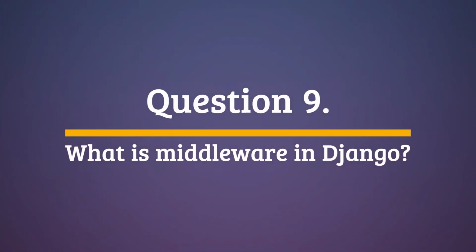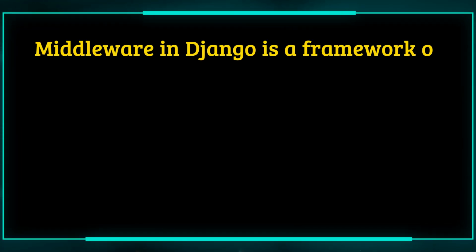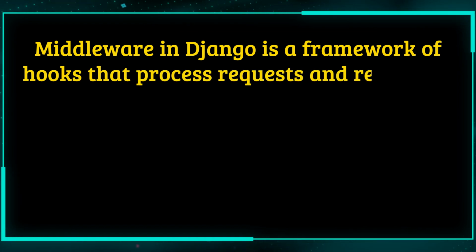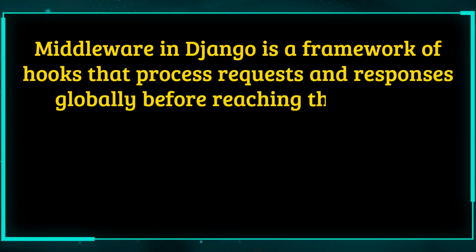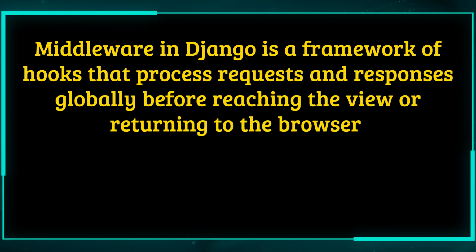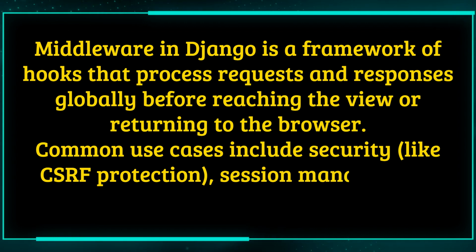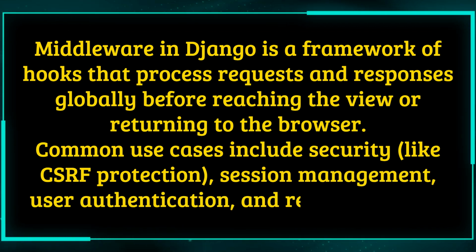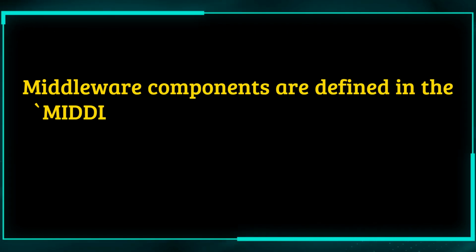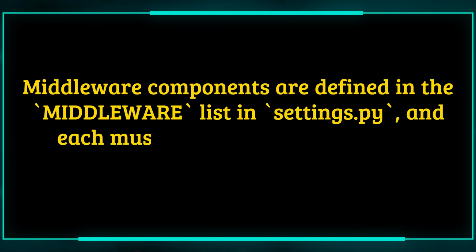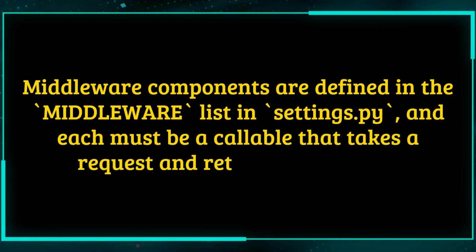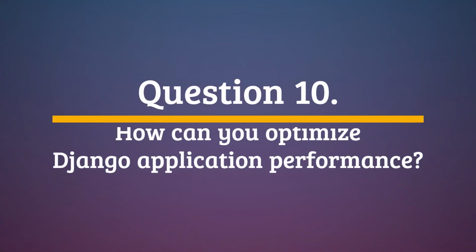Question 9. What is middleware in Django? Answer. Middleware in Django is a framework of hooks that process requests and responses globally before reaching the view or returning to the browser. Common use cases include security, like CSRF protection, session management, user authentication, and request logging. Middleware components are defined in the MIDDLEWARE list in settings.py, and each must be a callable that takes a request and returns a response.